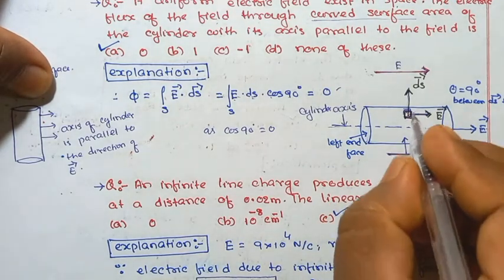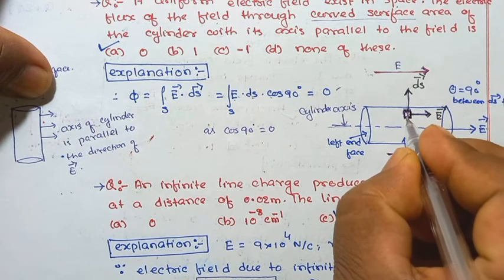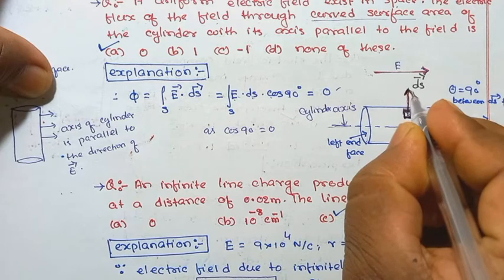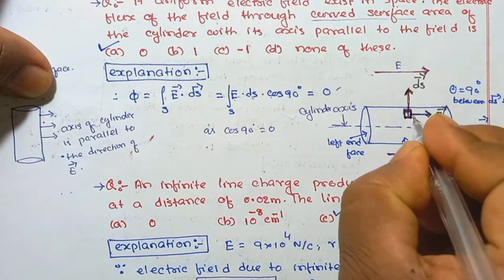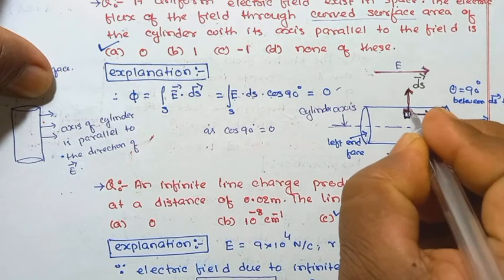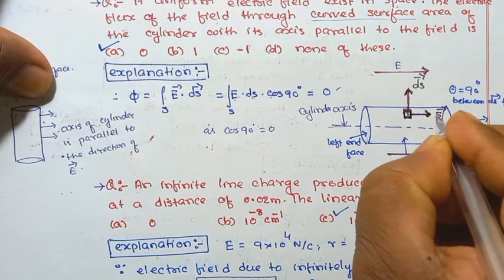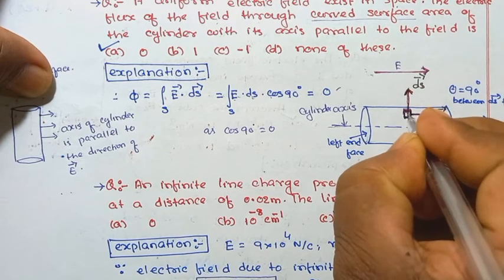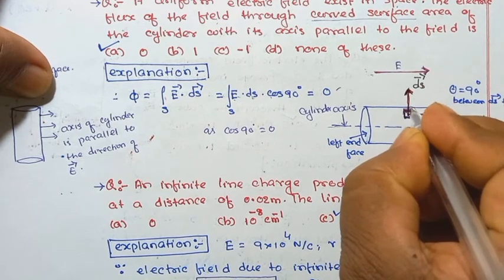So now we'll select a small area element on this curved surface. So this is the normal to this area element, ds vector, and the direction of the electric field intensity is in this direction. So angle between this E vector and ds vector. E vector is acting in this direction, ds vector is acting in this direction. So angle between them is 90 degree.